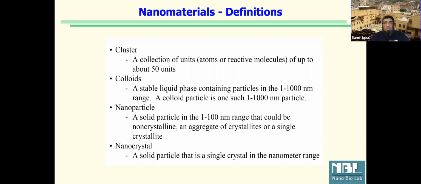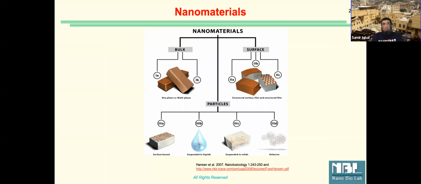Now, nanomaterials can be categorized in different ways. We can have just one type of material, which is, let's say, one phase, or multi-phase, 1A, 1B, in very small amounts. So it can be particles which have a chunk of one type and then a chunk of another type. These are on the surface. And in the particle shape, they can be either coated on a surface, maybe suspended in solution, maybe thoroughly mixed in a solid. It can be just airborne.